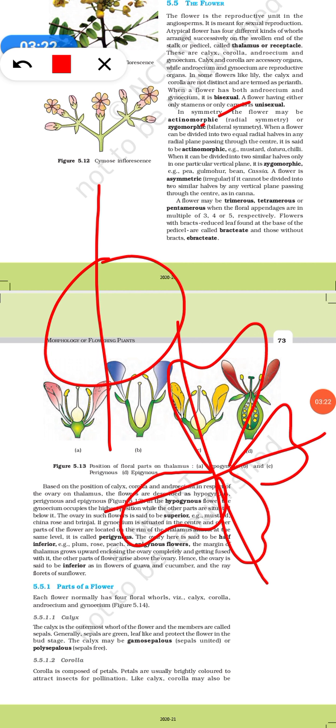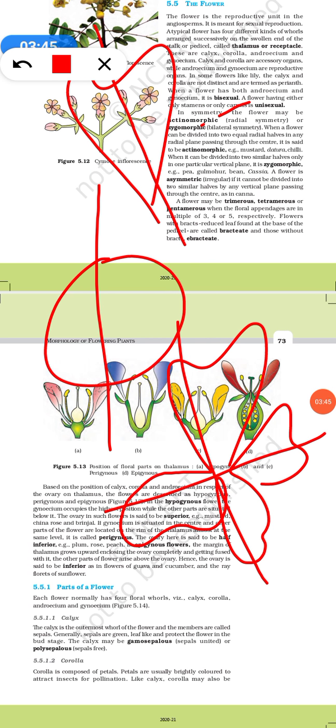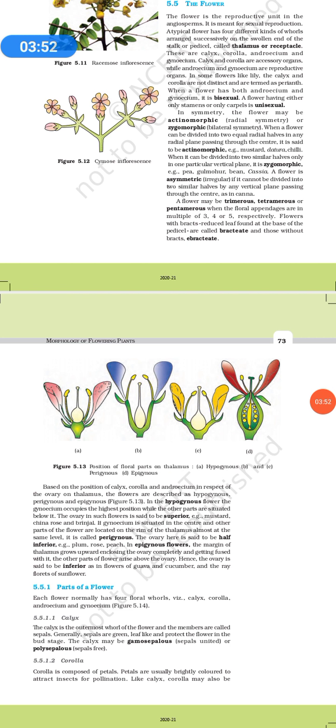Next, what is zygomorphic? Zygomorphic are basically when it can be divided into two similar halves only in one particular vertical line. So if I have a flower and I am able to divide it only by using a single line, I will call it zygomorphic. Okay, next, a flower is asymmetric, that is irregular, if it cannot be divided.